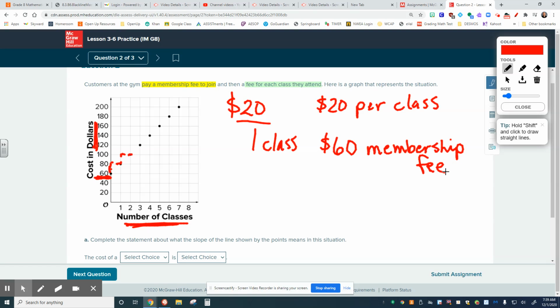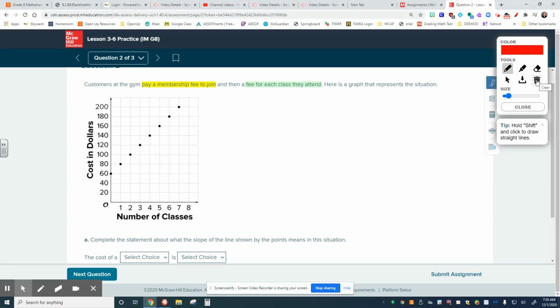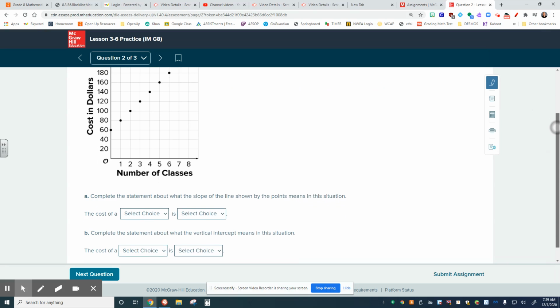So that means that I'm going to be recognizing that the cost of my membership is $60 plus $20 for every single class that I attend. So let's go ahead and apply that information here. Now, as we look at this, now that we know what our graph is actually talking about, let's go ahead and see what we're talking about.